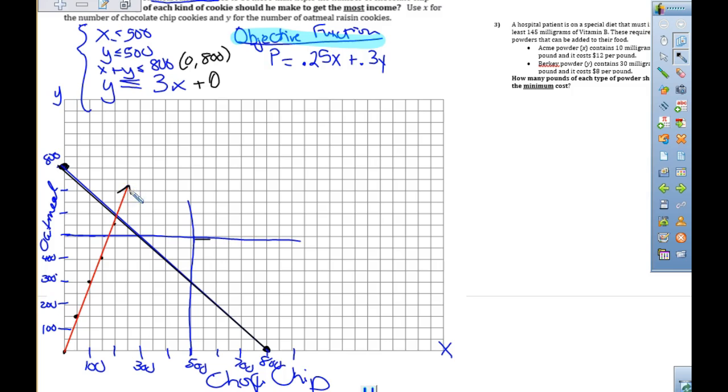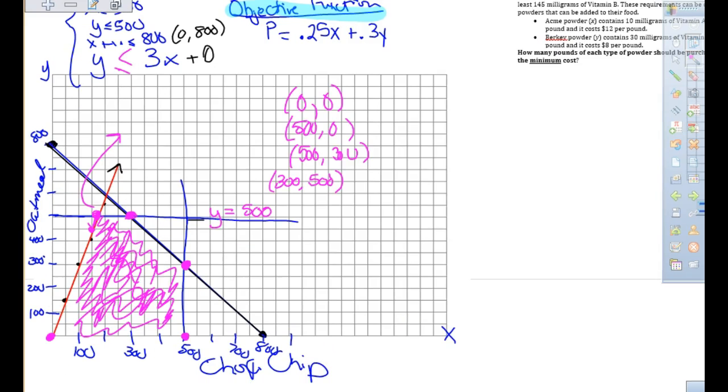So we have, where is our feasible region? So this is what the quiz is, right? So some of you haven't graphed the y equals 3x. Right here, when I find this point of intersection, I have to use my equation y equals 500 with the equation of y equals 3x.